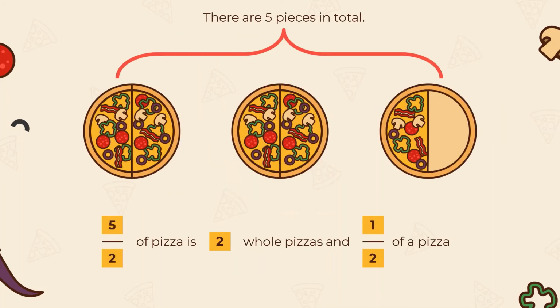3 pizzas are cut up into 2 slices each. There are 5 slices remaining, so we can say 5 over 2 of pizza. And we can write this as 2 whole pizzas and 1/2 of a pizza. This becomes a mixed fraction. If you count each slice of pizza on the 3 pizzas, there will be 5 pieces in total.